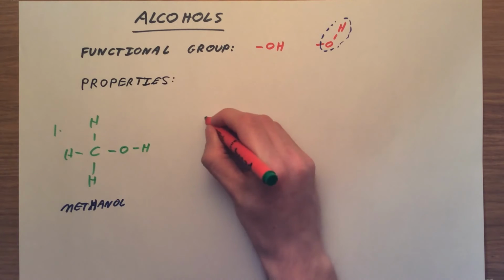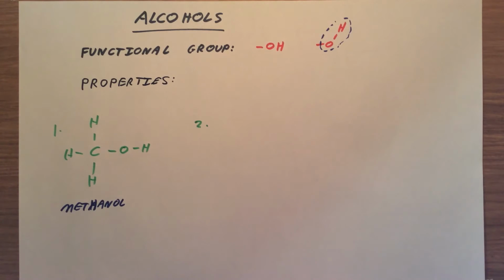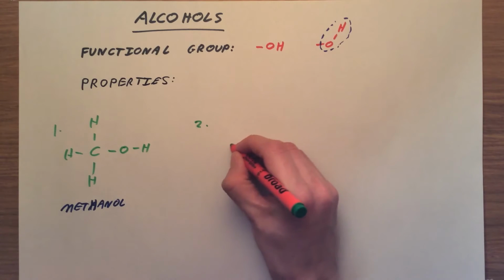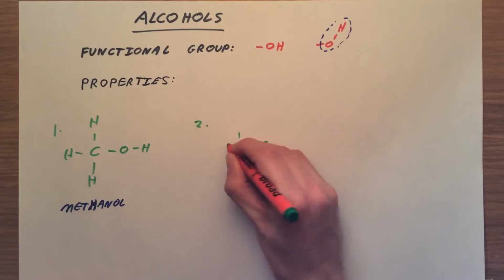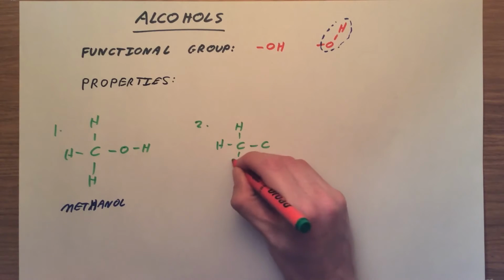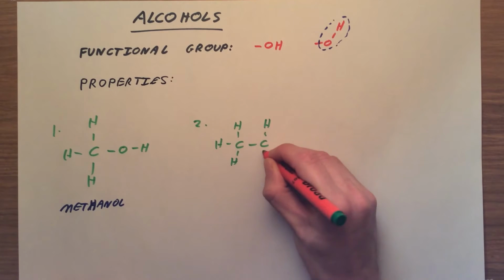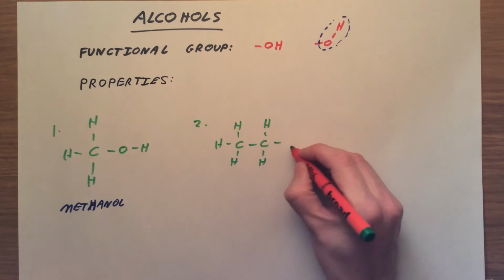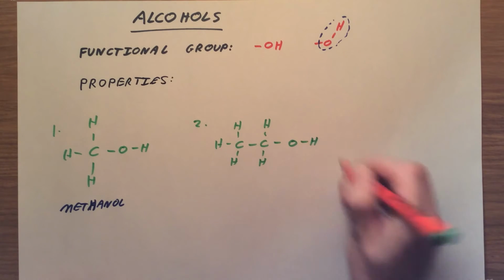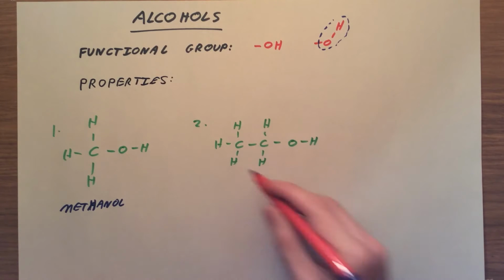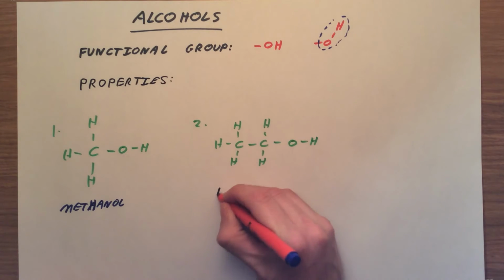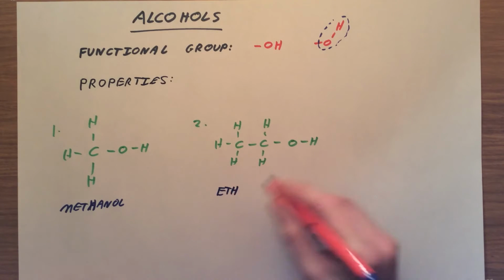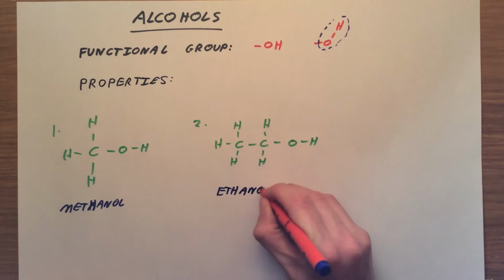So the second one in this homologous series, this group of compounds with similar properties, is going to have two carbon atoms. I'm going to make sure it's a saturated compound, and again, off the second carbon atom, you need to draw your OH group. And applying the same rule again, this one has two carbon atoms in a row. It's going to be based on eth. This time it's going to be ethanol.